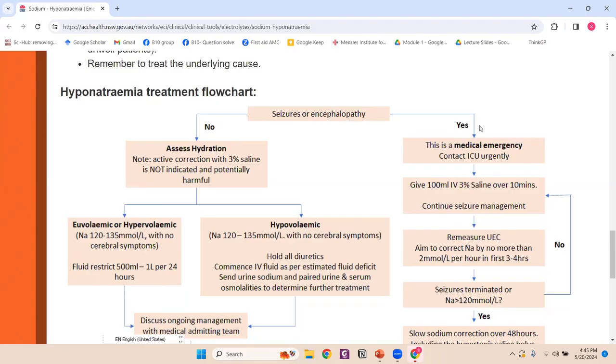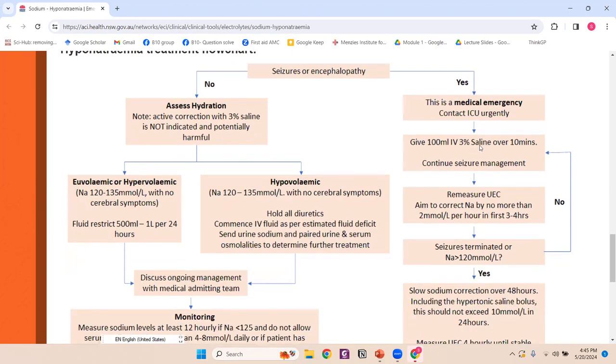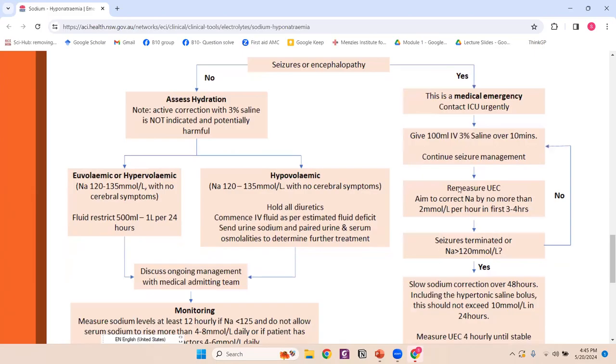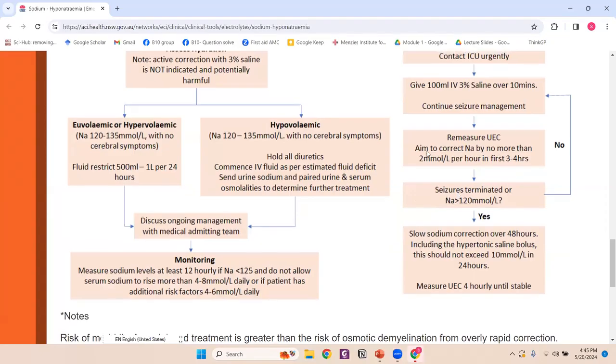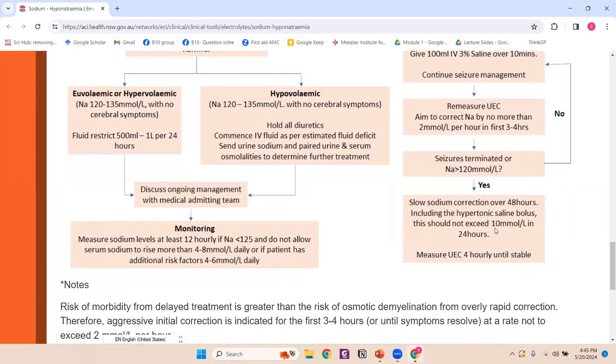If the patient is symptomatic, then it is a medical emergency. So you have to give 3% saline as a bolus. Somebody has asked it in the question box. You have to give it as a bolus, and then you have to monitor. If it is a seizure, you have to go for seizure control. If it is encephalopathy, you have to check whether the consciousness is recovering. If it is not a seizure, you have to achieve a correction of about 10 millimole per liter in about 24 hours.